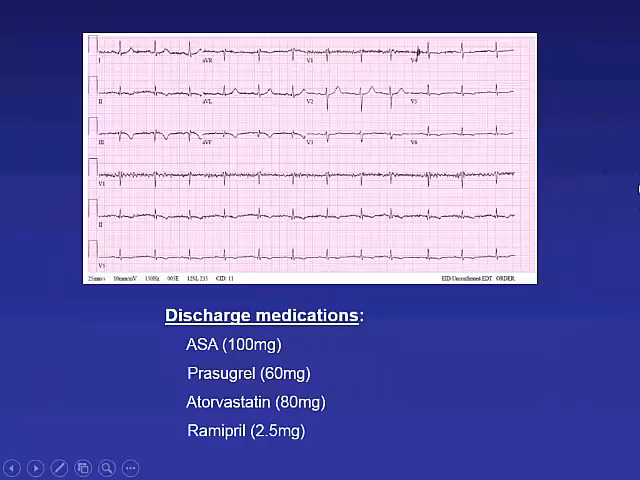Actually, yeah. So the patient was sent home with this ECG showing a typical picture of recent inferior wall MI, and the medication was as written down on the slide, the discharge medication. Besides the diabetes medication, it was aspirin in a dose of 100 milligrams, prasugrel in a dose of 60 milligrams, atorvastatin, and ramipril.